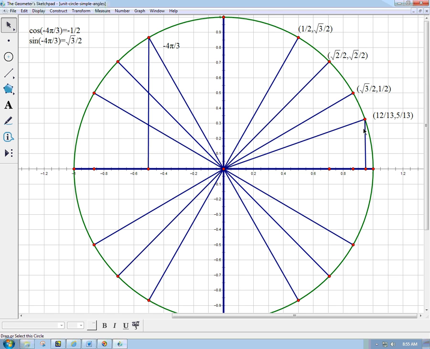Well, the tangent is the ratio of these two sides, or in other words, it's the ratio of the y and the x. Here, the tangent of, let's call it t, is going to be just 5/12. Because when you divide them, the 13ths cancel. Okay, that's another kind of problem, but we're often going to see that as well.